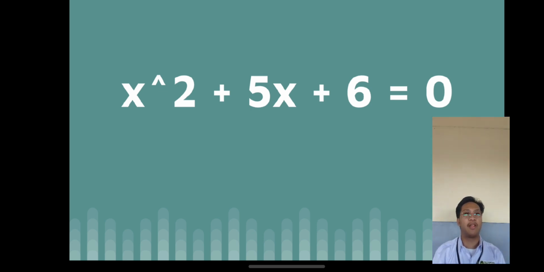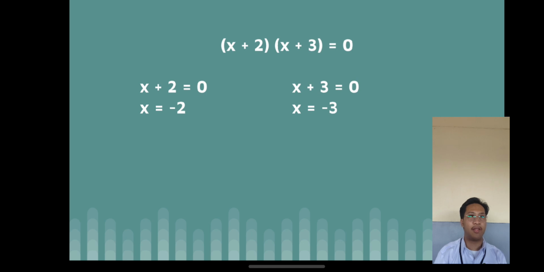So we have our example here, x² + 5x + 6 = 0. So first, find two numbers that multiply to 6 and add up to 5. In this case, the numbers are 2 and 3. Then next, equate them to 0. x + 2 = 0. Then x + 3 = 0. So our answers are x = -2 and x = -3.